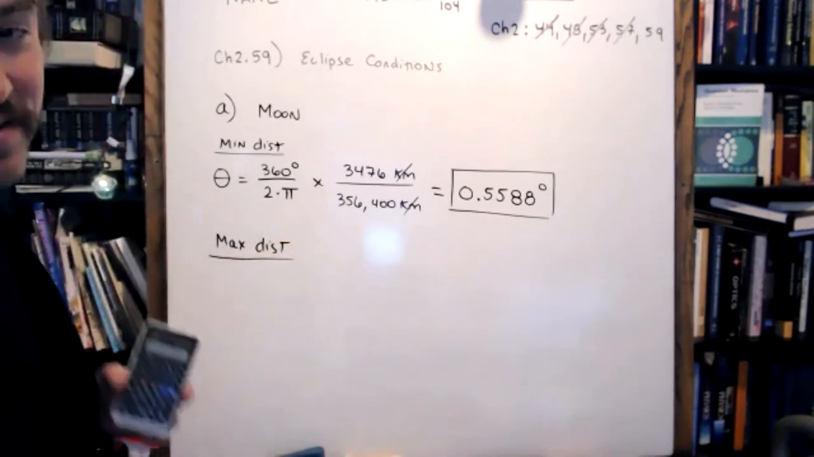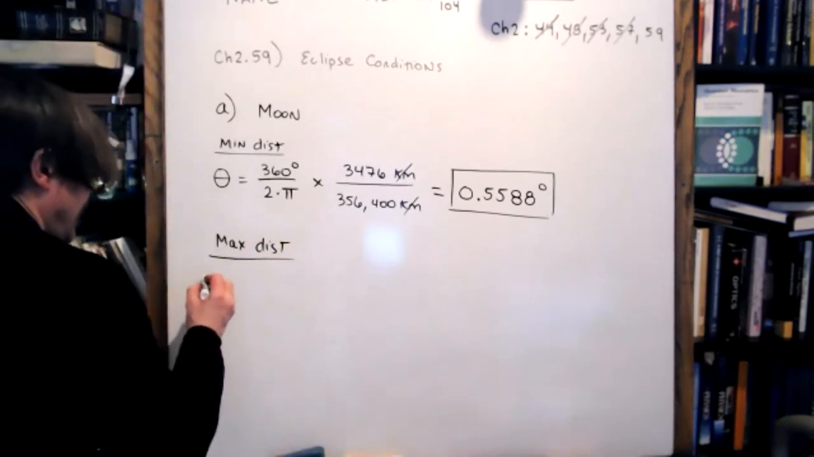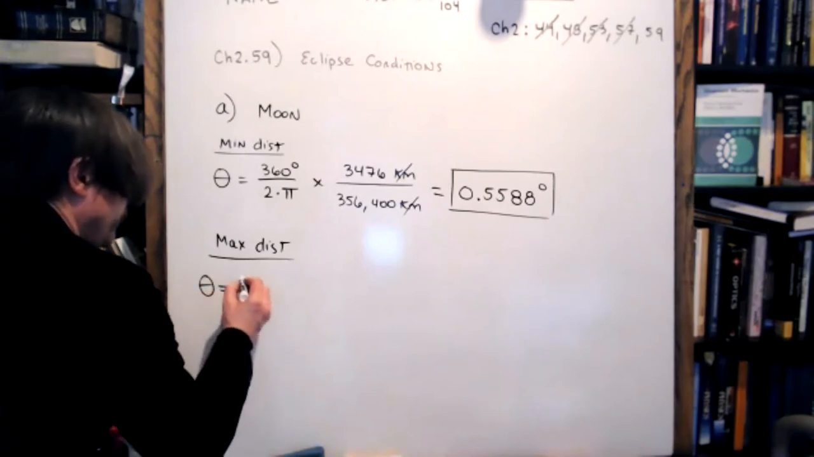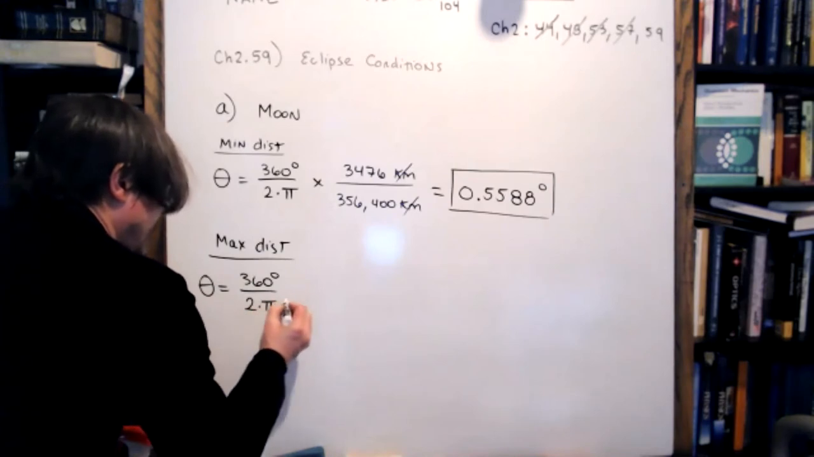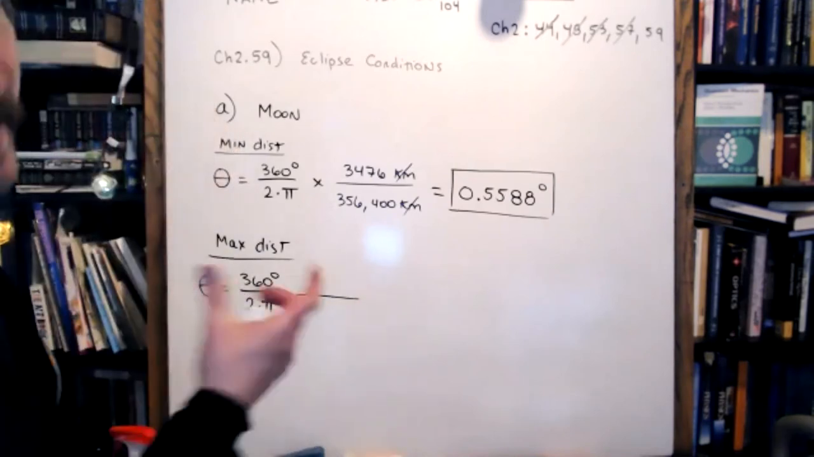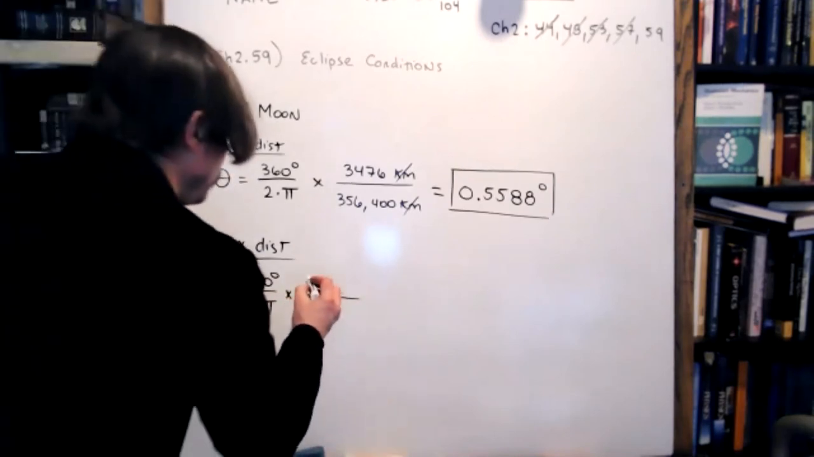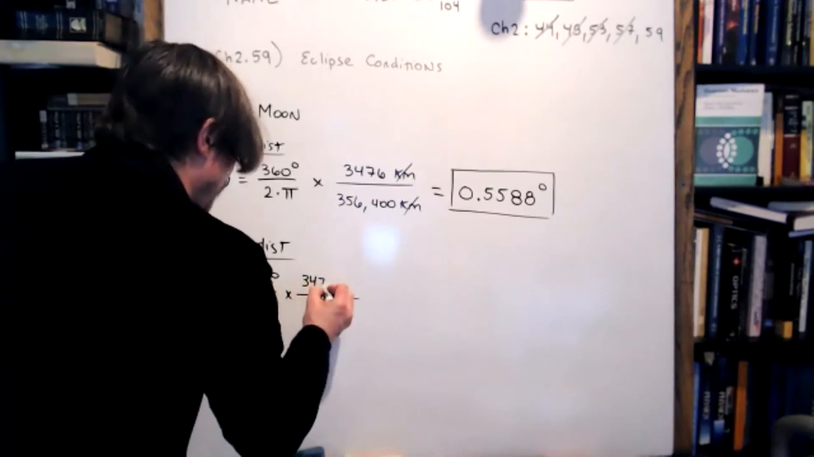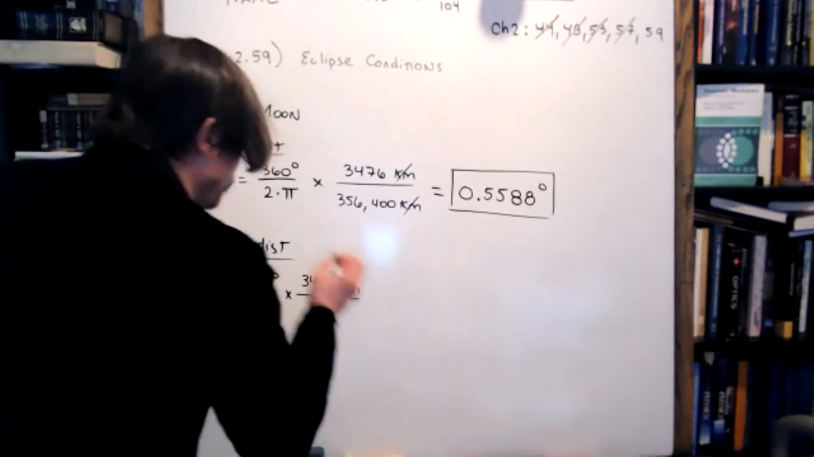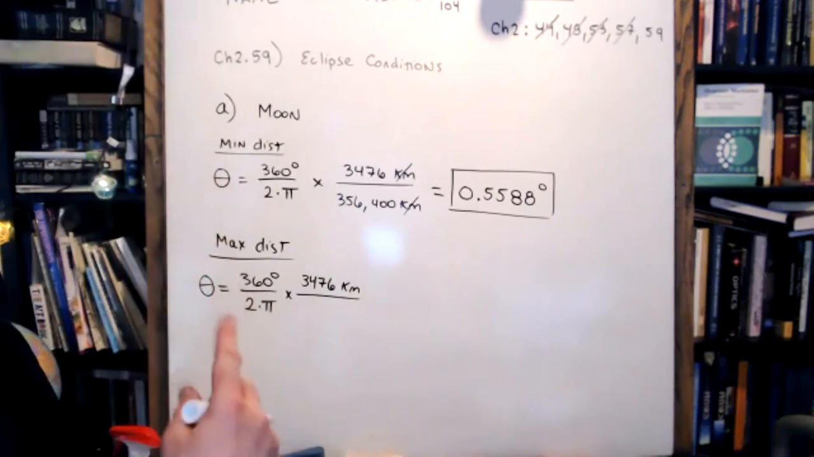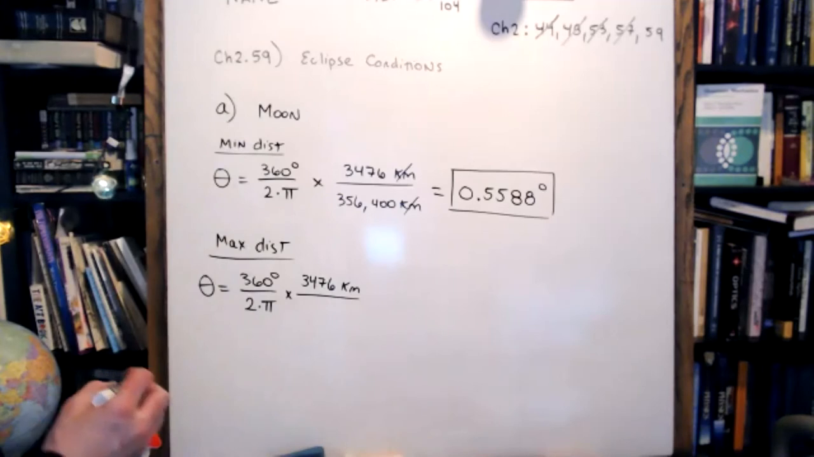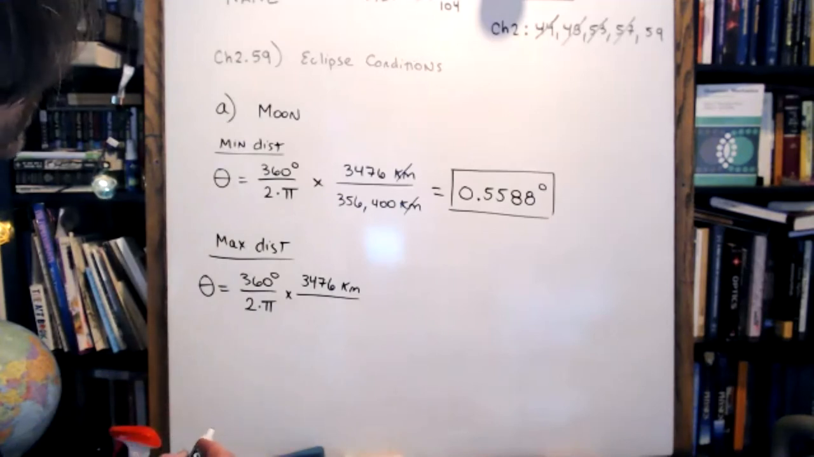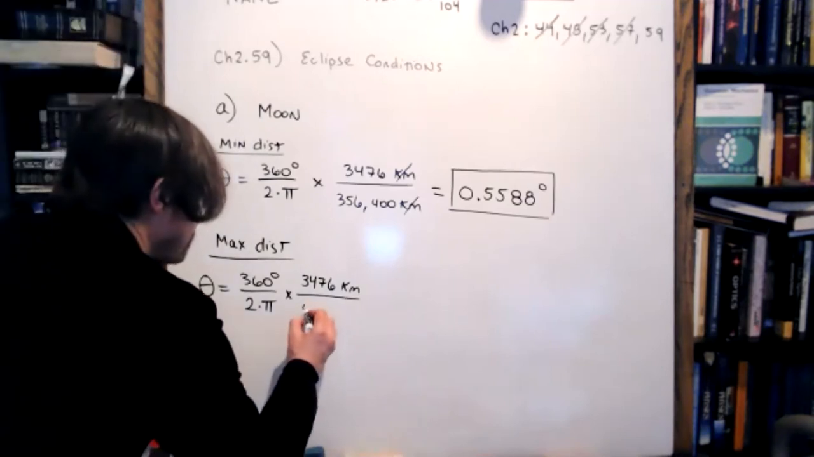Second verse, same as the first. So this time we're going to do theta equals 360 degrees over 2 times pi. The diameter of the moon has not changed. So on the top, we're still going to have 3476 kilometers. But now, Ryan, we need the maximum distance. What's the maximum distance? That would be 406,700 kilometers.